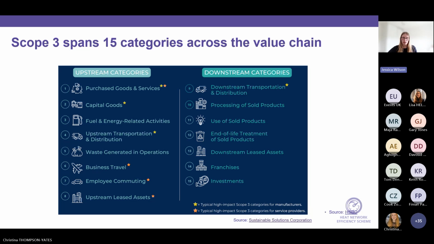Upstream categories are typically associated with the extraction of raw materials, the production of energy and fuel, and also the production and transportation of products, amongst many other things. Downstream is associated largely with end-of-life scenarios, thinking about waste disposal and also the transportation of products that you might have sold as a business or company, and the investments that you have made as well. If we go to the next slide, please.